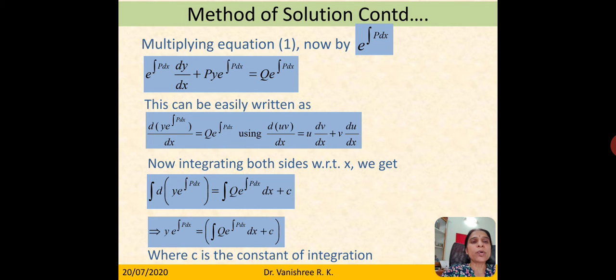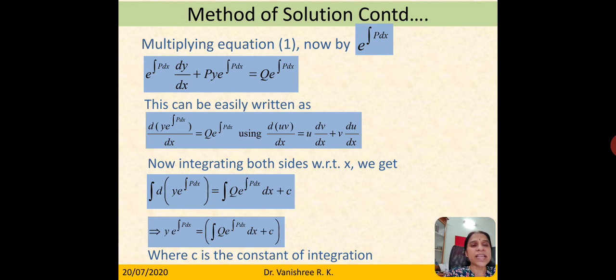Now integrating both sides with respect to x, we get integration d of y e power integration p dx is equal to integration q e to the power integration p dx into dx plus c. Because we are integrating, we get a constant of integration. Once you see that the left hand side is the total differential, you will get y e to the power integration p dx is equal to the integration of the right hand side.